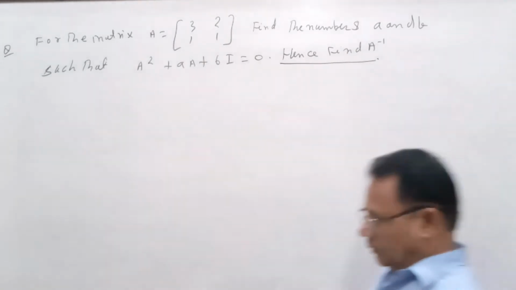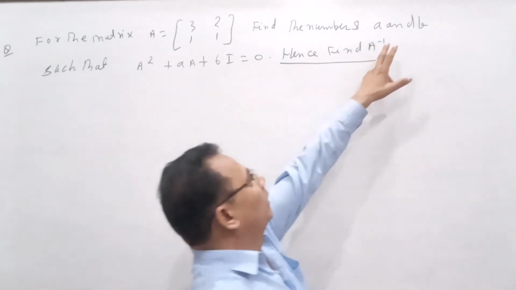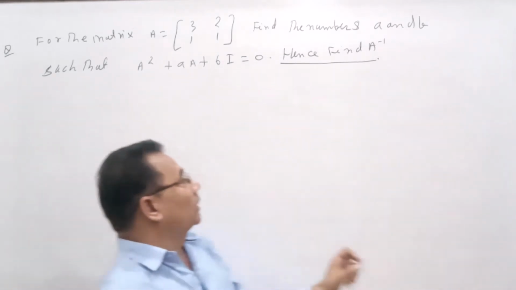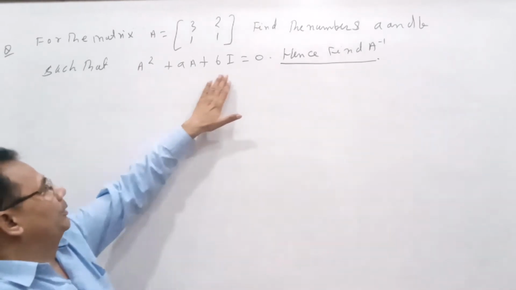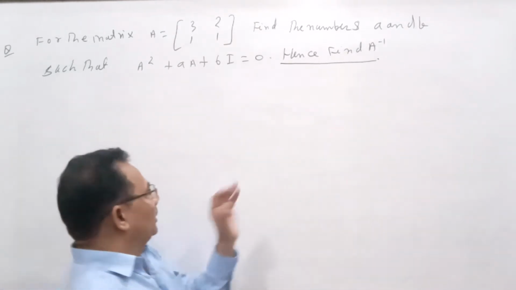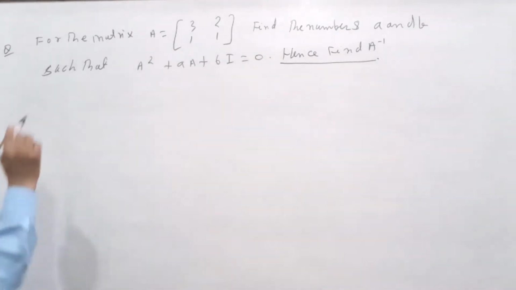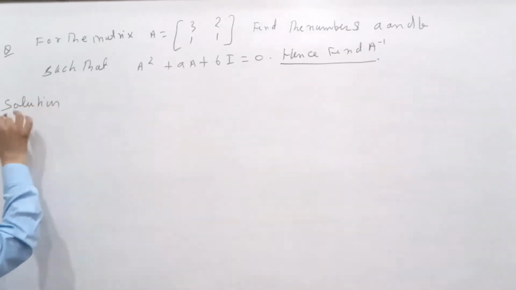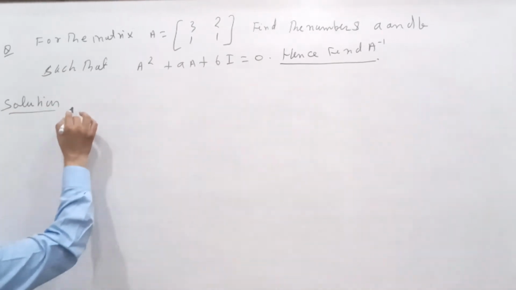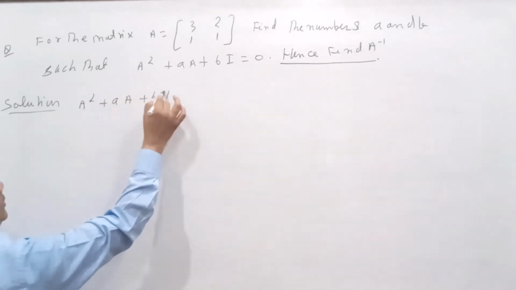Yes. Now the next question: for the matrix A, find the real numbers a and b such that A square plus aA plus bI is equal to 0. Hence find A inverse. Using this result, we also have to find A inverse. Solution: first of all we find the values of a and b, A square plus aA plus bI.